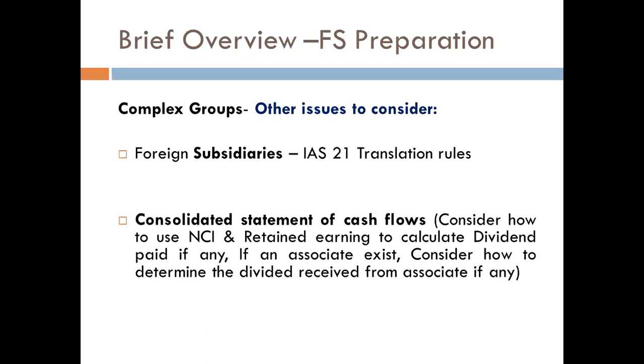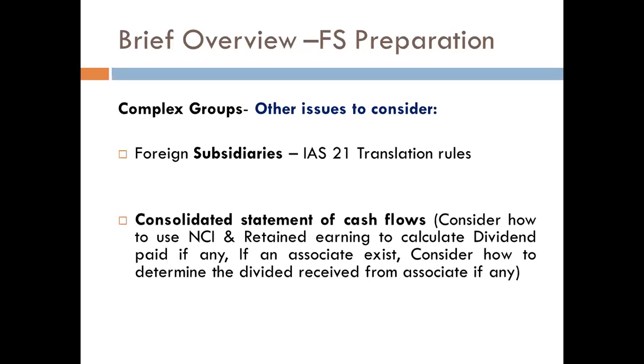You also need to be able to calculate the dividend paid. And for dividend paid, maybe there are some dividends paid to non-controlling interests, the shareholders who are the owners of non-controlling interest, or dividends paid to the owners of the parent. The dividend paid to the owners of the parent will be calculated using retained earnings, while the dividend paid to non-controlling interests will be calculated using the non-controlling interest account.